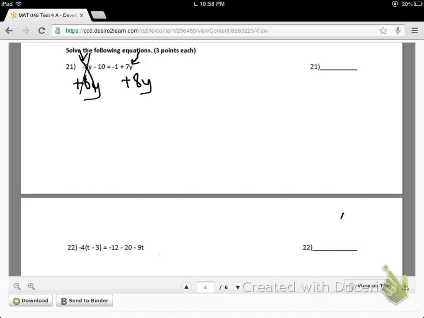That gets rid of that there. I'm left with negative 10 on the left. I'm still left with negative 1 on the right. But what is 7y and 8y? It's 15y. So remember, this time I'll have the letters on the right. There were more of them on the right, let's keep them there. If I've got the letters on the right, I don't want the numbers on the right.